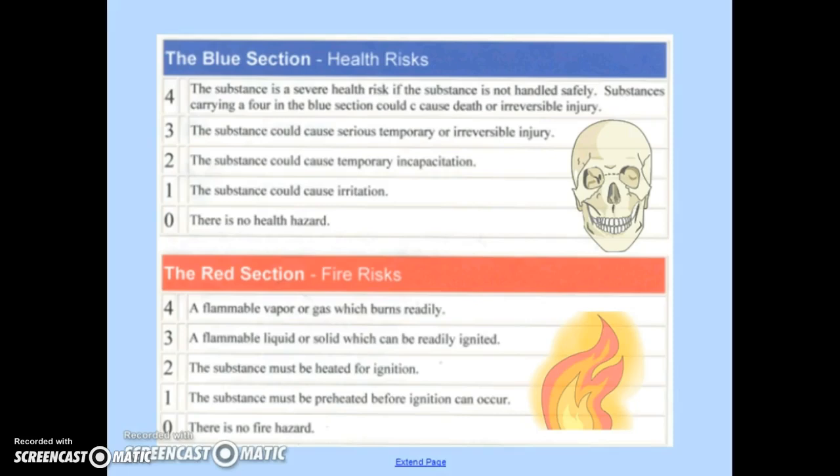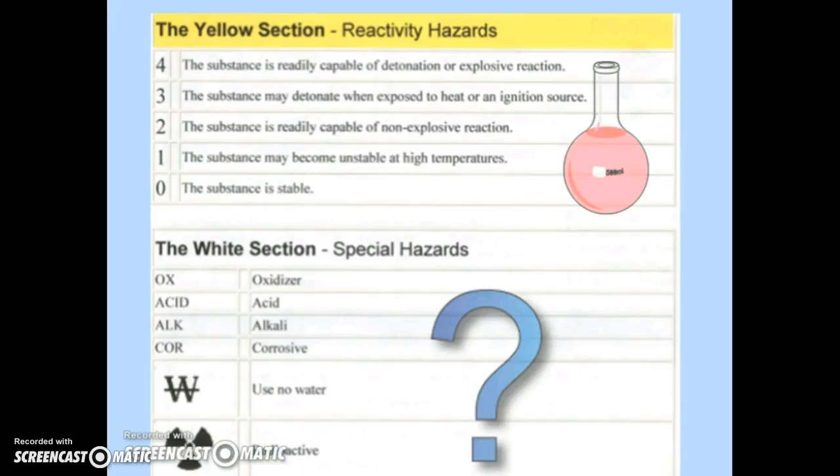So there's blue and red, health and fire. And we also have yellow for reactivity. And remember, white is the unique one with special hazards. We see again for the white, OX for oxidizer, ACID that represents acid. ALK, A-L-K, stands for alkali. Alkali is kind of the opposite of an acid. Both are dangerous, both extremes, acid or base or alkali. COR is for corrosive.